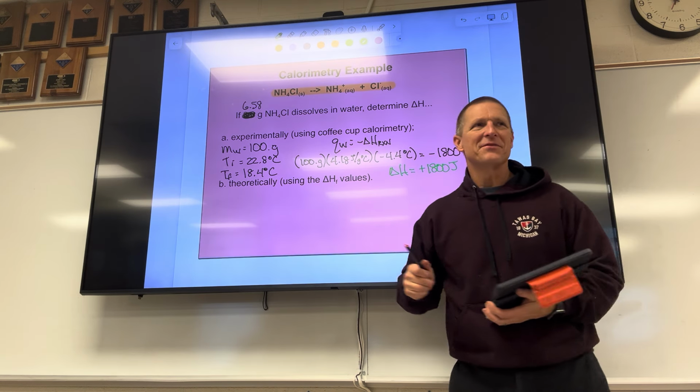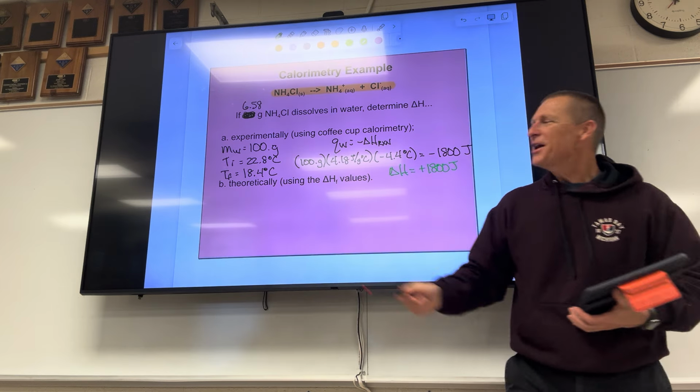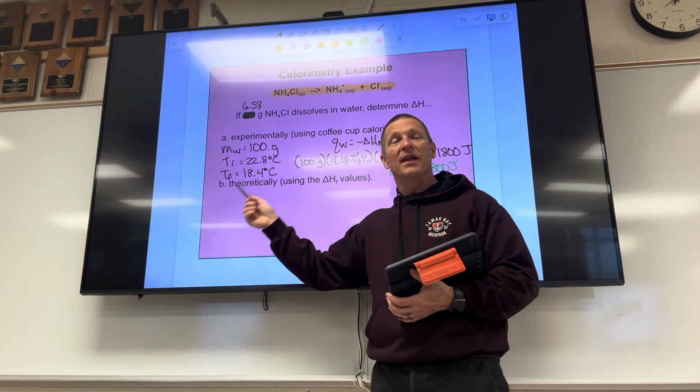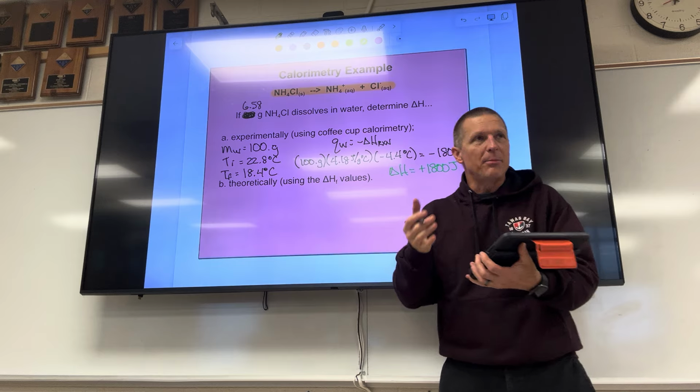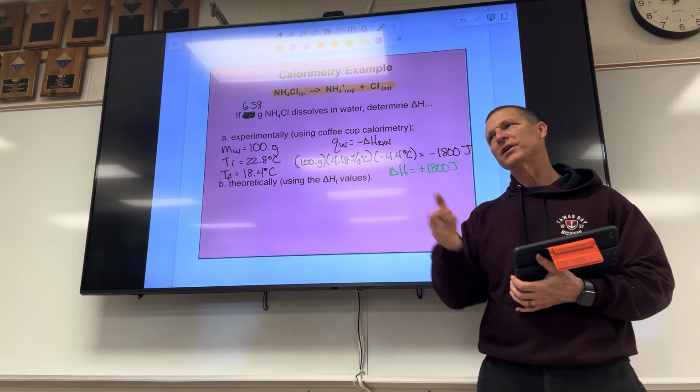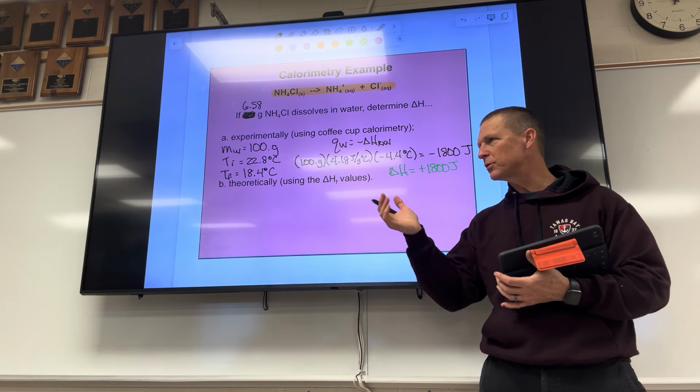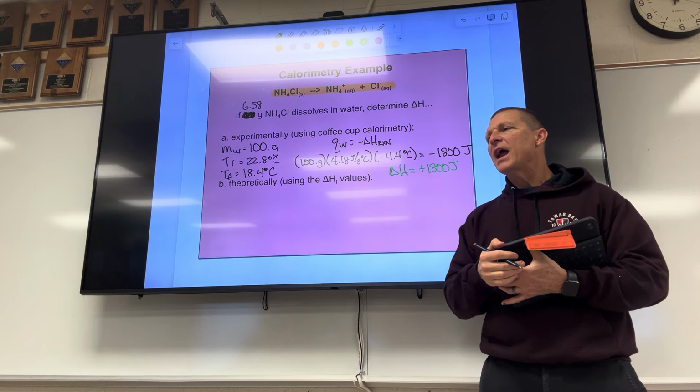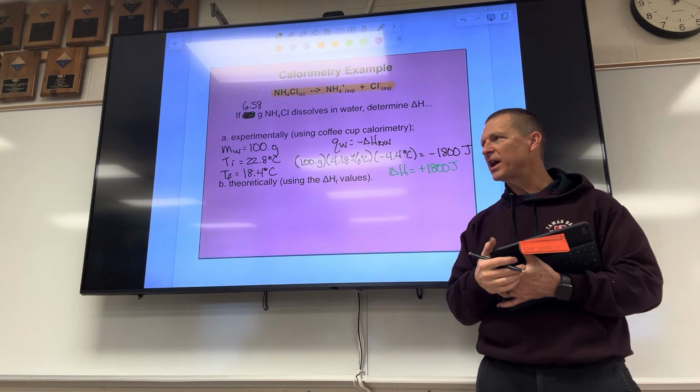Now, here's the fun part. We're going to do this theoretically. Theoretically, we can use the appendix in the book. Ronan, you're elected because you're closest to the books. Would you grab a book for us? And go to the appendix, page A20, A21.